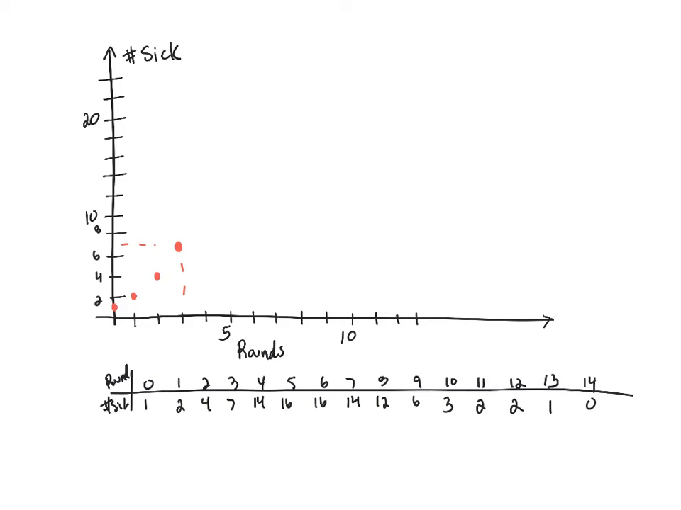In round 4, we had 14. Oh, wow. So that was a big jump. And then in round 5, we're at 16. In round 6, we're also at 16. Round 7, we drop back down to 14. Round 8, we're at 12. Obviously, this would be better on graph paper. Round 9, we are at 6. Round 10, we are at 3. Round 11, we are at 2, then 1, and then 0.